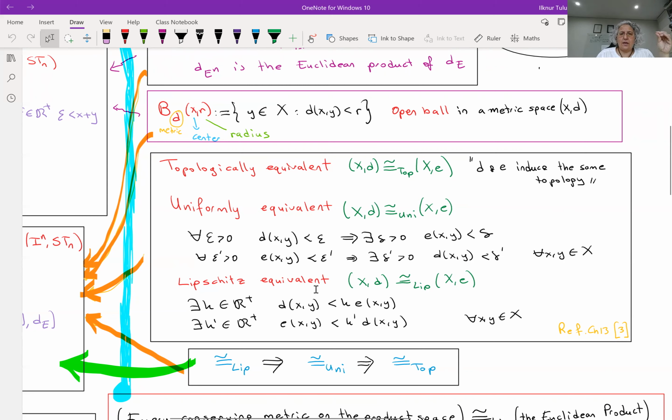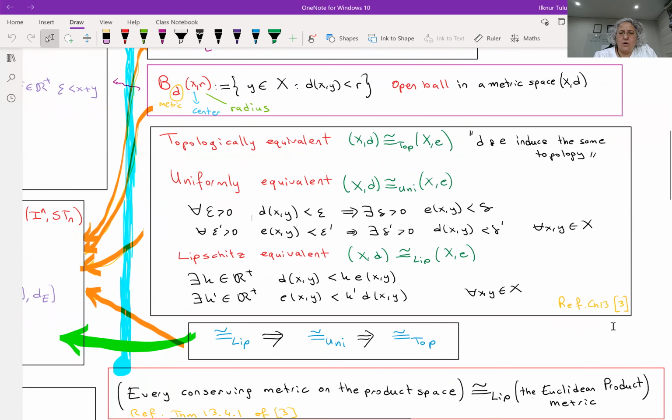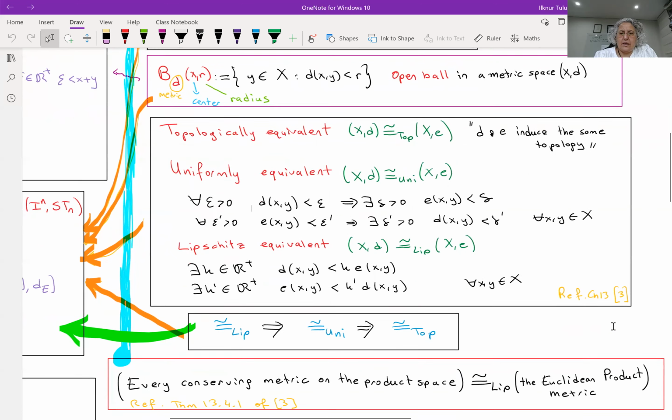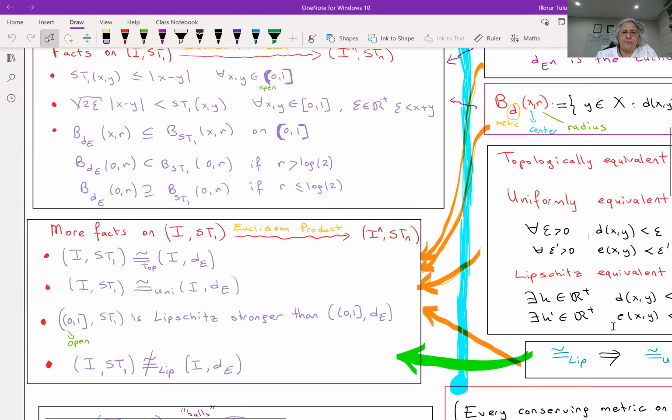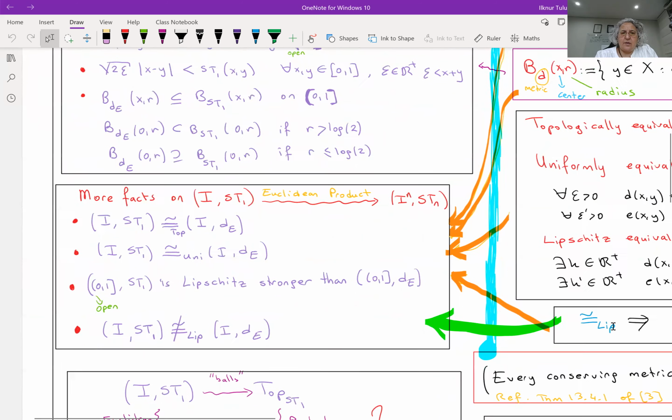Of these three equivalence concepts, Lipschitz equivalence is the strongest one. If we have Lipschitz equivalent, then it is uniformly equivalent, then it is topologically equivalent. So the implication goes from this side to this side. So what is the case for the ST metric?